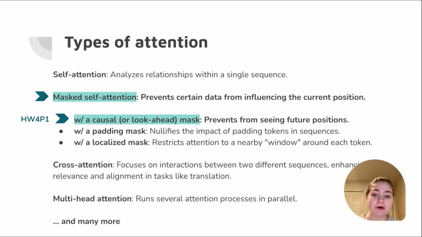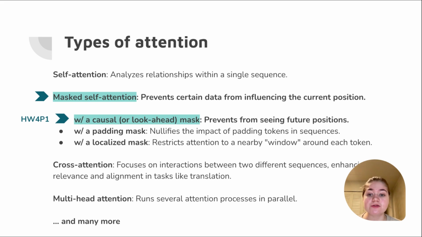In Homework 4 Part 1, we will be asking you to implement masked self-attention with a causal look-ahead mask, which means we will ask you to implement a self-attention that will analyze the relationship within a single sequence, and it will not have access to future words or future tokens.